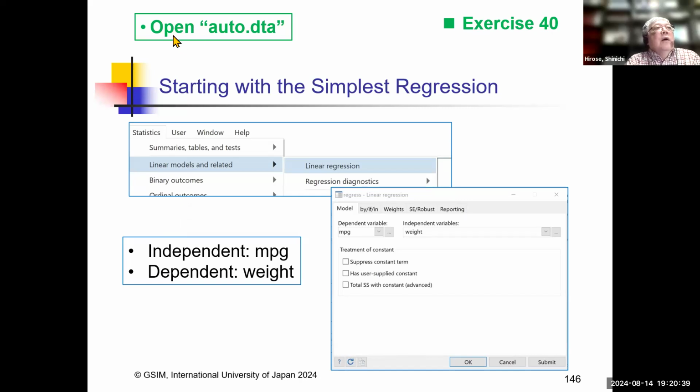Okay, so I believe you still have auto.dta open, and we go to Statistics, Linear models, and then Linear regression. Statistics, Linear models and related, and Linear regression, and this pop-up will appear. So please do so.